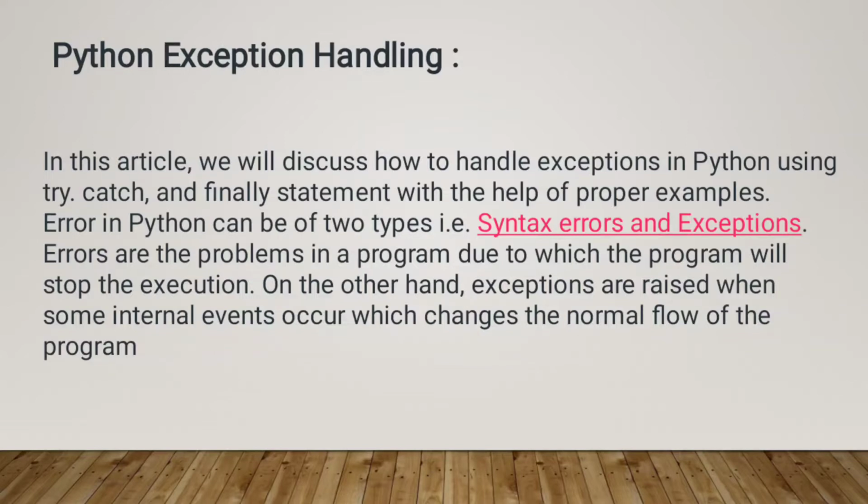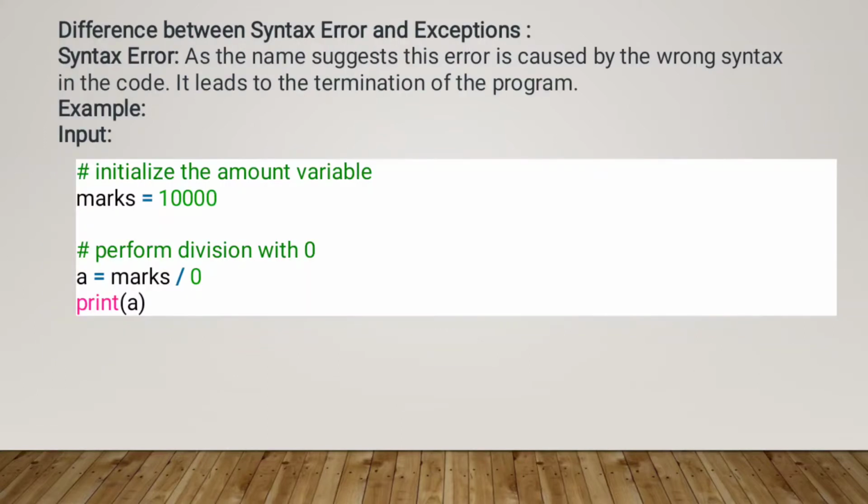And next, errors in Python can be of two types. The first one is syntax error, and the second one is exceptions. Errors stop the execution. On the other hand, exceptions are raised when some internal events occur which change the flow of the program. Okay, so let's move on to the next point, the difference between syntax error and exception.